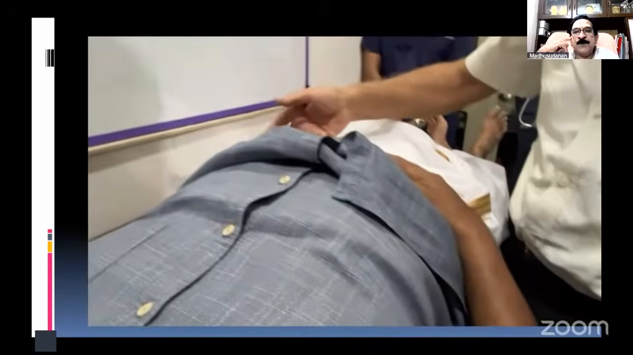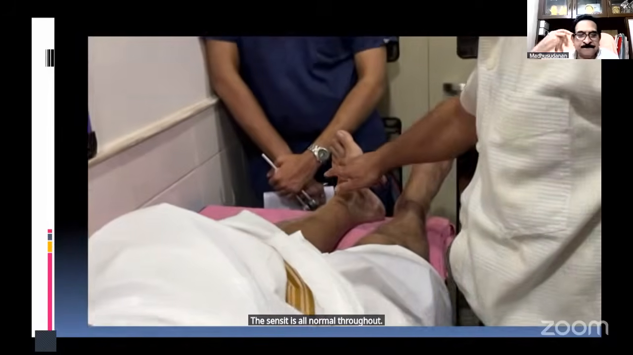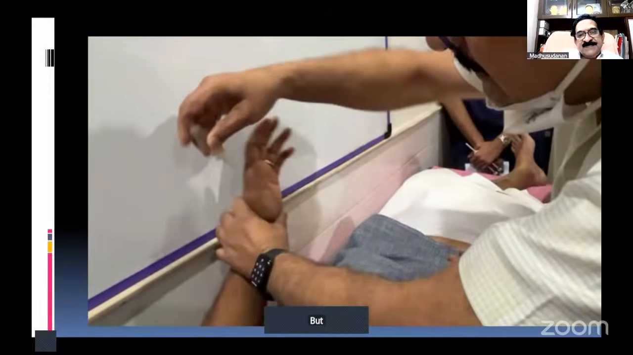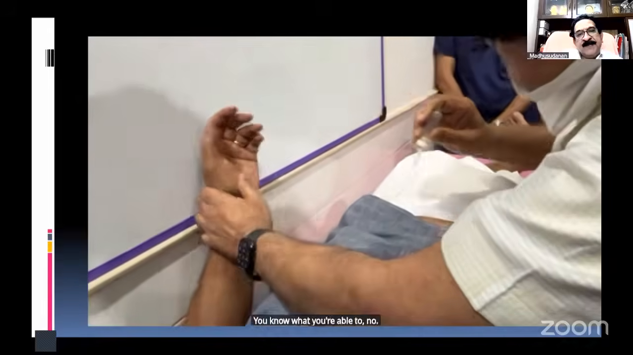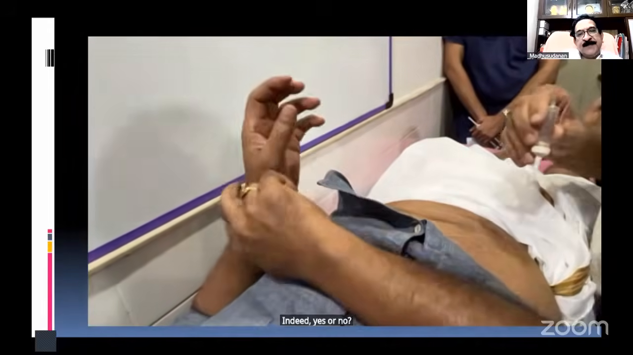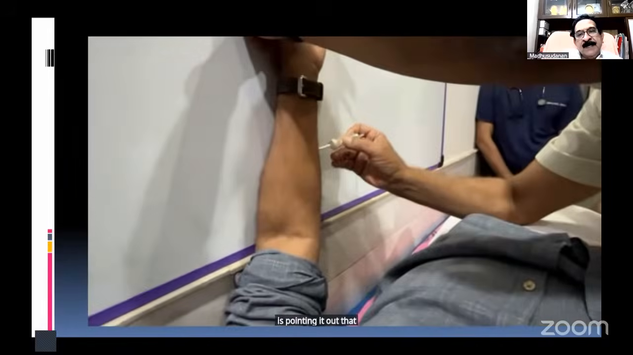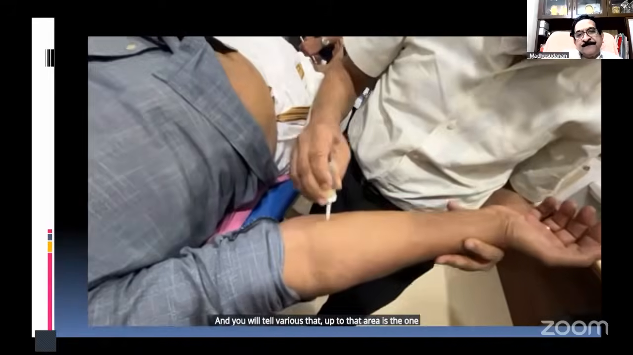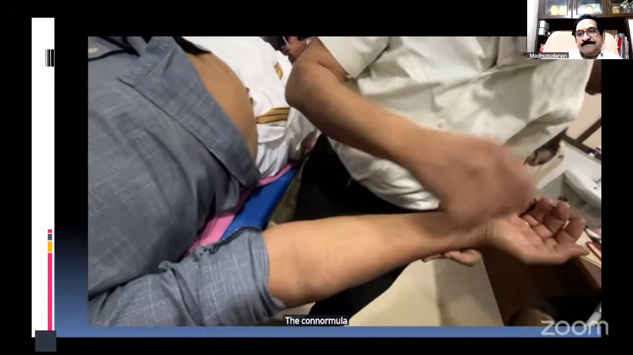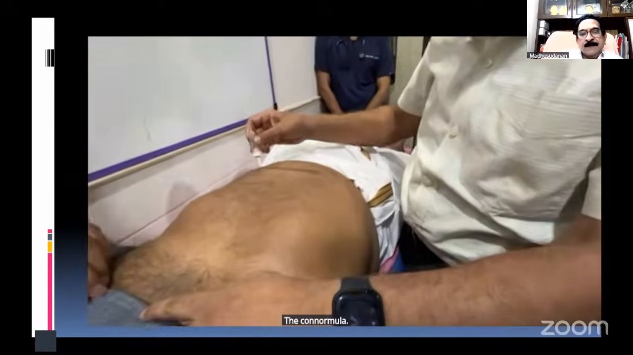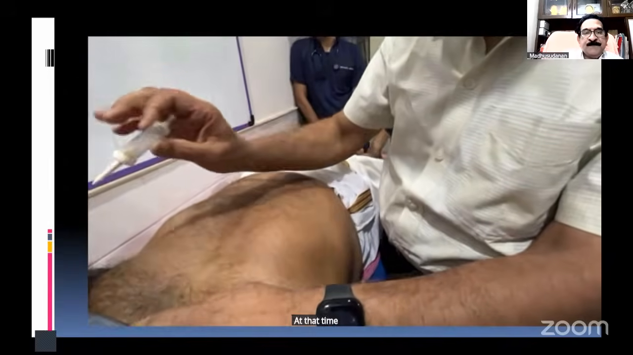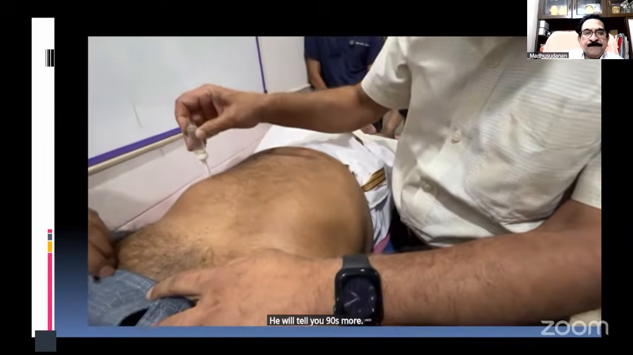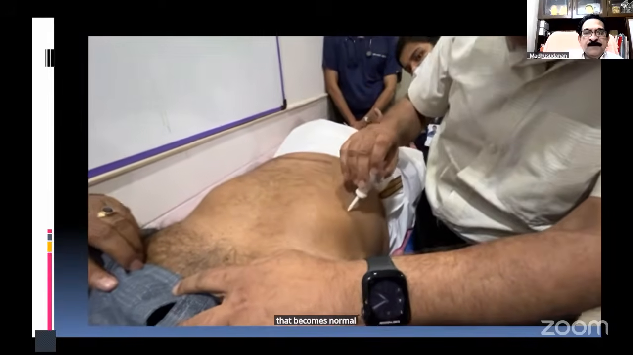The sensation is all normal throughout, but pain sensation is decreased over the medial part of the hand. He points out that this area is decreased, and you will tell where it becomes normal, up to that area is the one affected. The right side is normal. The abdomen also shows a decrease. He will tell you where it is more, and where it becomes normal.